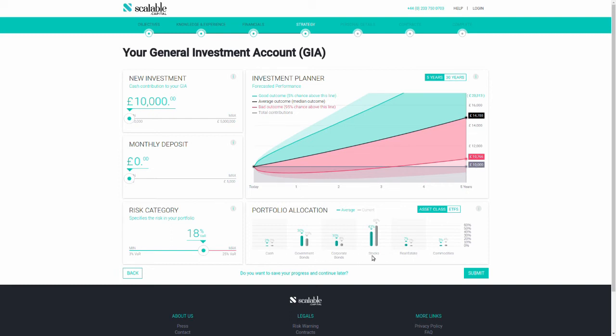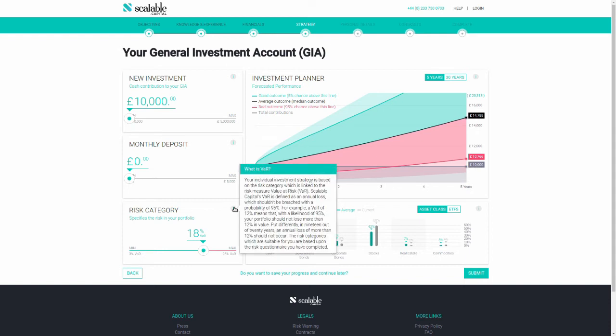And you can see the allocation of the portfolio here at the bottom. Currently, the portfolio allocation is about 60% in stocks, and that's quite a high risk portfolio. The risk category they've chosen is for 18% VAR. If I hover over the information bar, it tells me what VAR is. VAR stands for value at risk. This is the 1 in 20 year loss that you'd expect. So an 18% value at risk means that 1 year out of every 20, my portfolio would lose about a fifth of its value. And that value at risk of 18% came from the risk questionnaire which I completed.